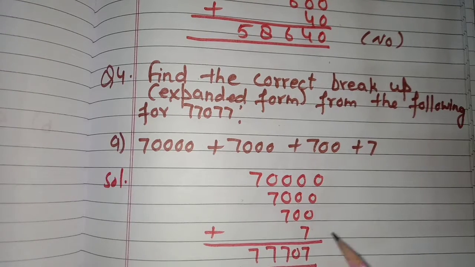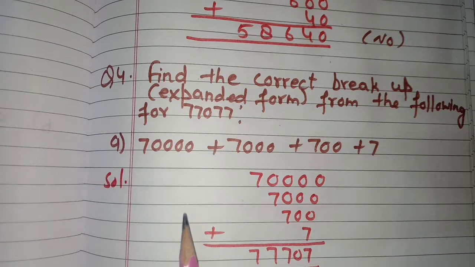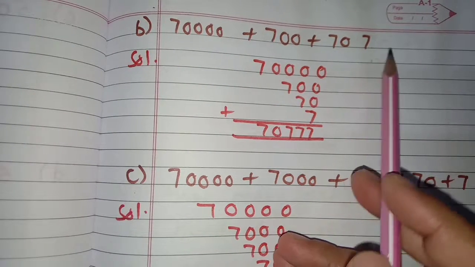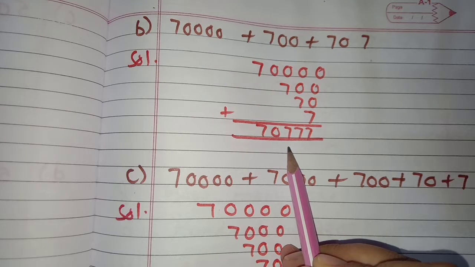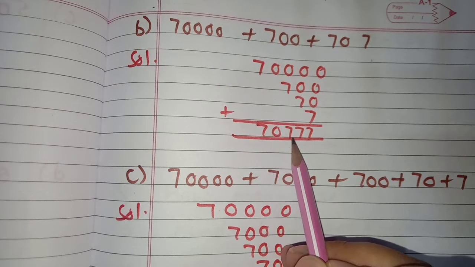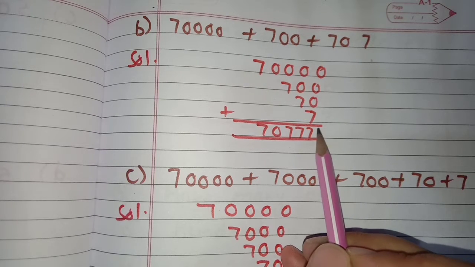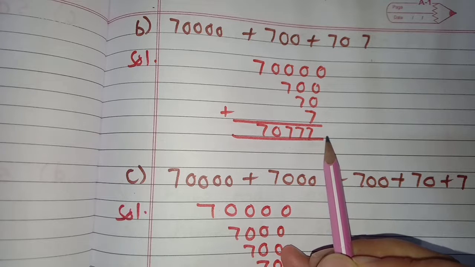So let's check the first one. Write it in the column form, add, you will get 77,707, which is not equal to the value given in the question. So this is not the correct breakup. Now let's see the other parts. Now let's check the B part. Again, an expanded form is given. Write all these values in the expanded form and add them to check the value. It is 70,777, which is again not equal to the value given in the question.